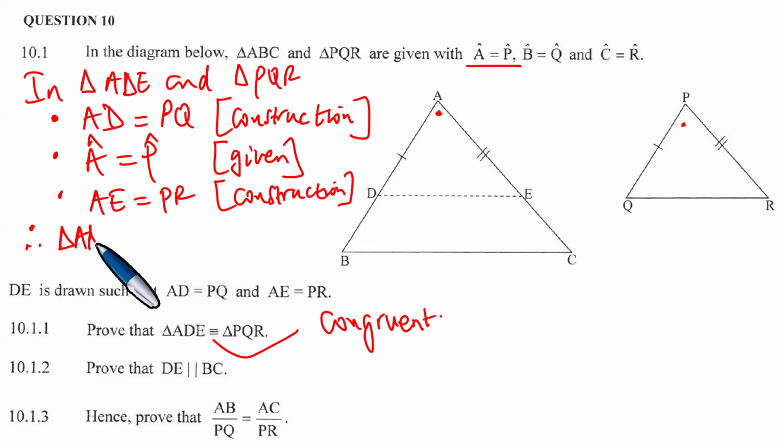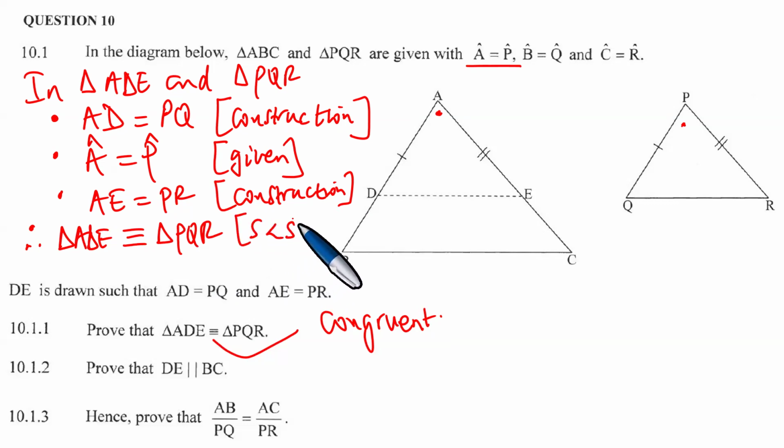Therefore, triangle ADE is congruent to triangle PQR, and this is side angle side. We want to prove a grade 10 concept on the congruency of two triangles, triangle ADE and triangle PQR. So we know that AD is equal to PQ, angle A is equal to angle P, it's given, and AE is PR. So triangle ADE is congruent to triangle PQR.